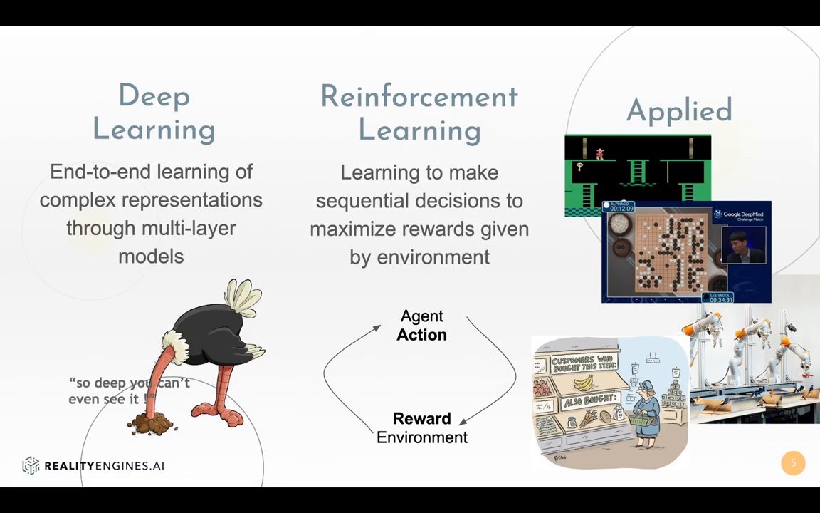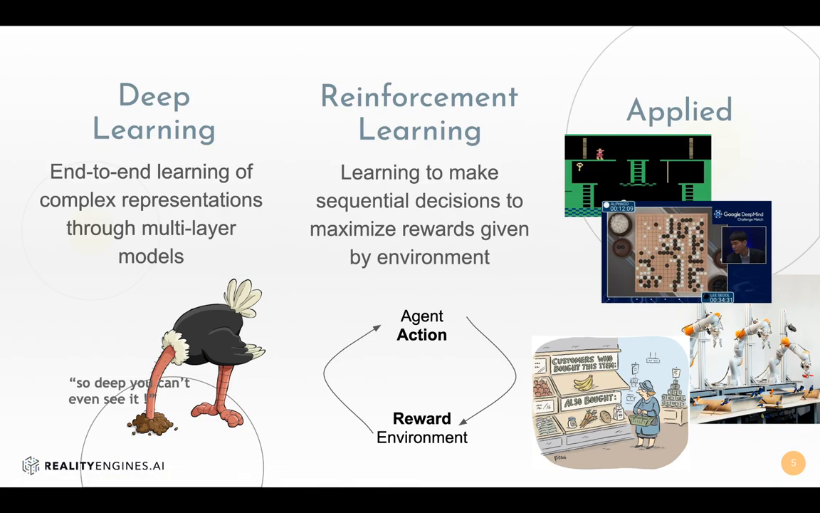So Introduction to Applied Deep Reinforcement Learning has a deep learning component, a reinforcement learning component, and an applied component. A short and sweet definition of deep learning is the end-to-end learning of complex representations through multi-layer models. So we stack a bunch of neural network layers that successively learn more complex representations of the data. Reinforcement learning is learning to make sequential decisions to maximize rewards given by the environment. In reinforcement learning, we have an agent who lives in a certain environment, and they interact with their environment by taking certain actions. Based on their actions, the environment returns a certain reward. And then the agent has to somehow modify the actions that they take based on the response from the environment. That's the summary of reinforcement learning.